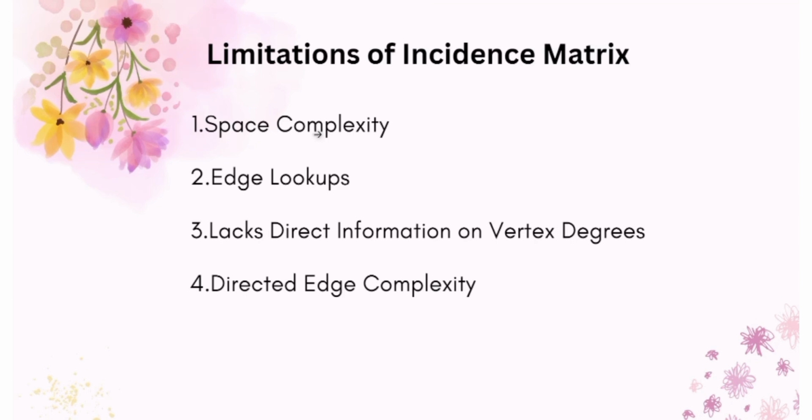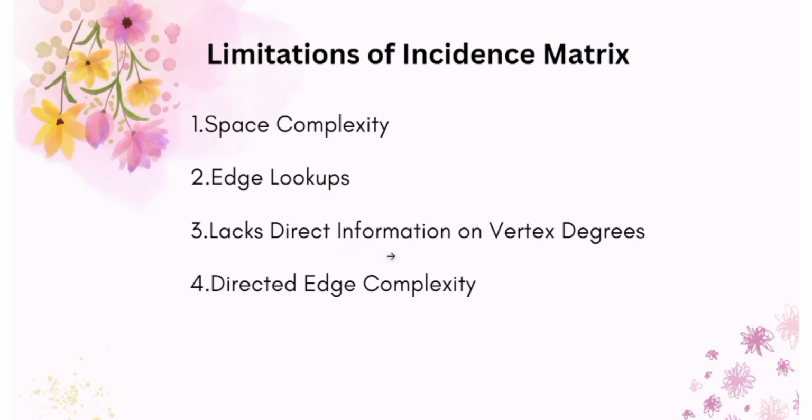This can be inefficient for large graphs, especially if the graph is dense or has many vertices but few edges. Edge lookups. Checking if two vertices are connected by an edge requires scanning through all edges, making it less efficient for direct edge lookups compared to an adjacency matrix. It lacks direct information on vertex degrees.